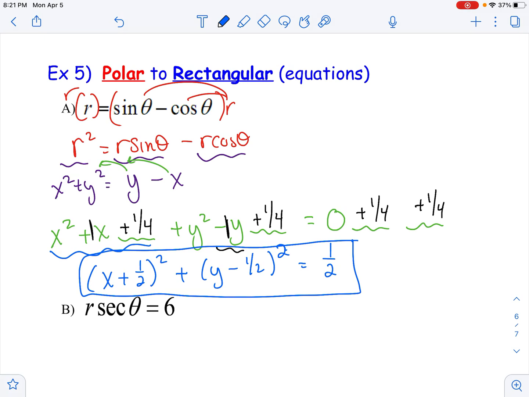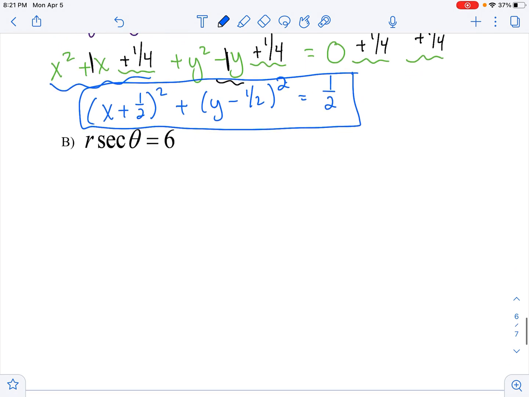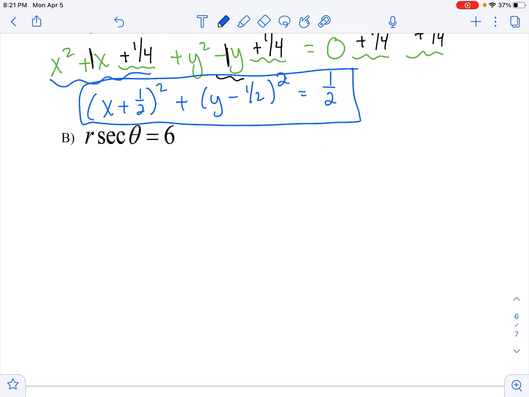Okay, so hopefully you remember completing the square. Hopefully that came back fairly quickly. And in this case, it wasn't too bad. It's obviously nicer to complete the square when you have even numbers, but in this case, we had a 1 and a -1. All right, let's take a look at letter B.